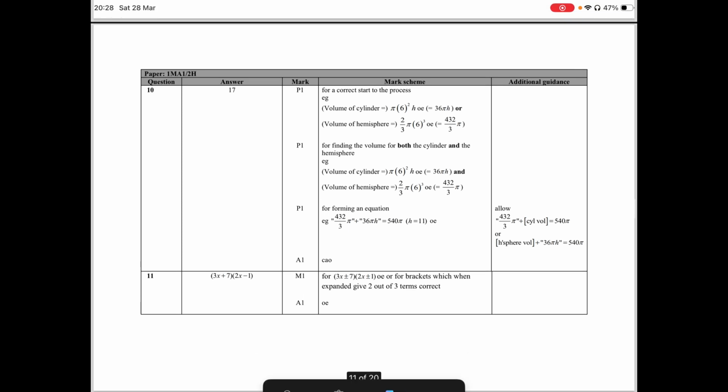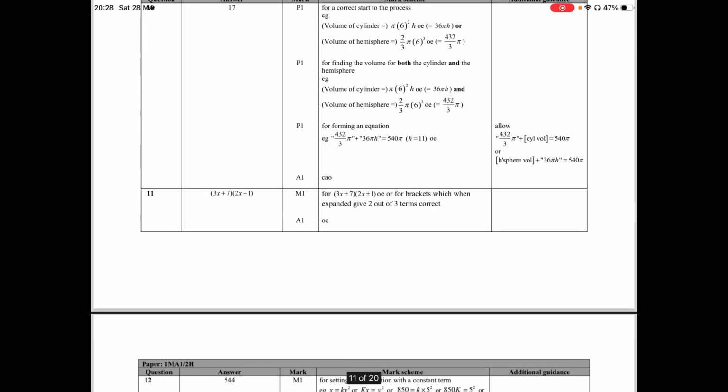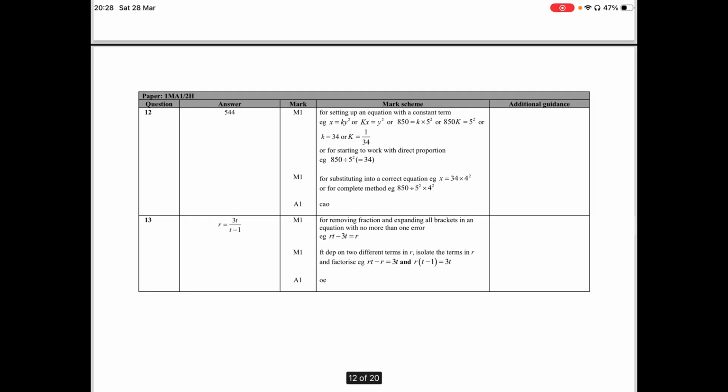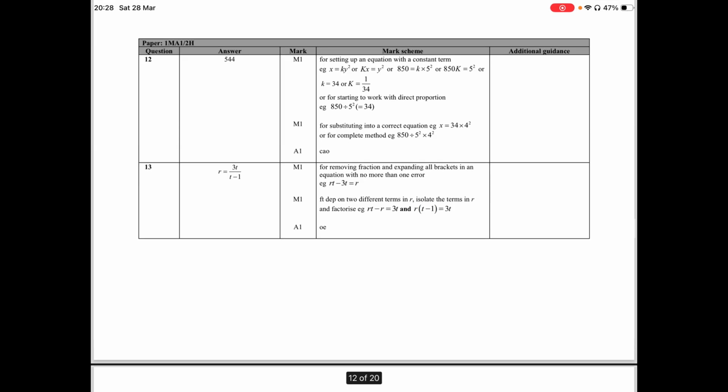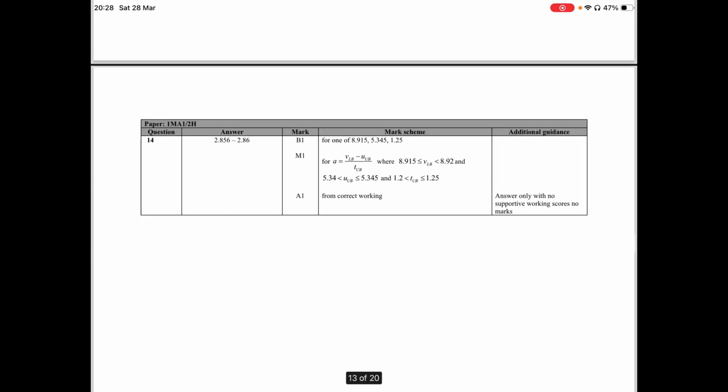Yeah, if you've seen the video, you would have seen me embarrass myself on question number 10 for not substituting in R cubed, which was very annoying. Yeah, and number 12, I made another mess up. Yeah, not good. But mistakes happen.